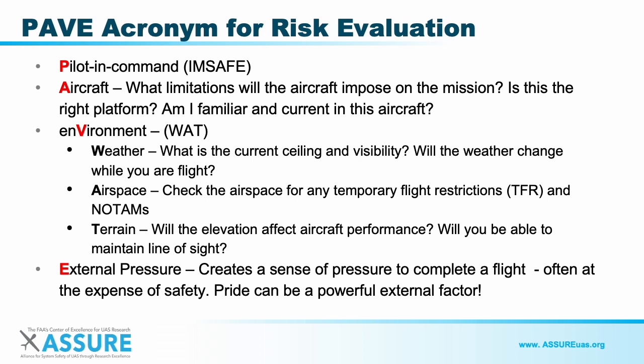A is for aircraft. What limitations will the aircraft impose on the mission? Is this the right platform? Are you familiar and current in this aircraft? V is for environment, including weather, airspace, and terrain. And lastly, E is for external pressure. This creates a sense of pressure to complete a flight, and often at the expense of safety. Pride can be a powerful external factor.